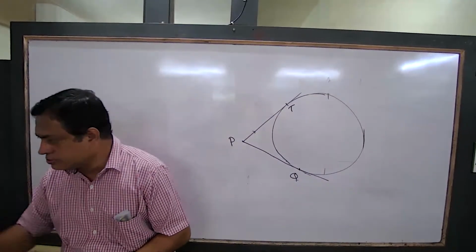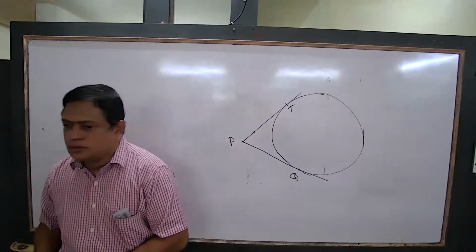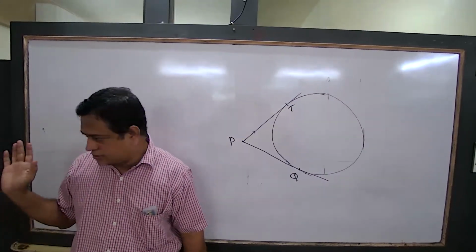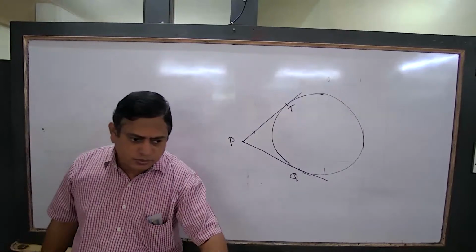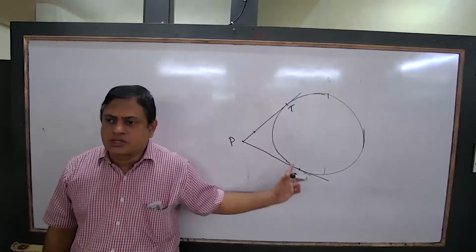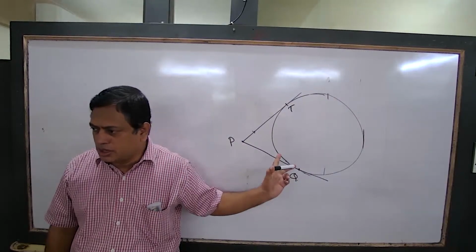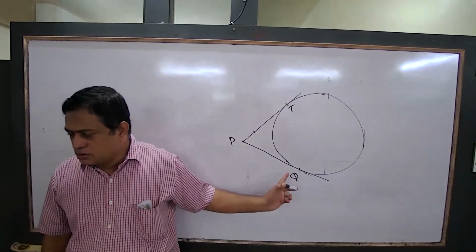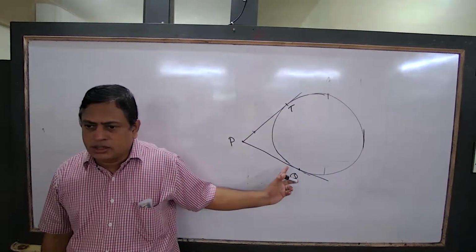What is the first theorem? The radius is perpendicular to the tangent through the point of contact. And what is the second theorem? Tangents drawn from the external point are equal in length. What does the theorem say? Tangents from an external point are equal in length.